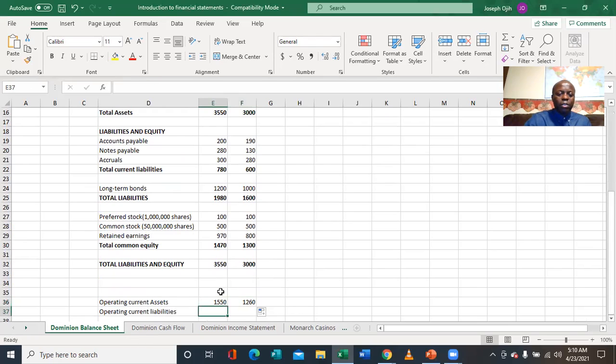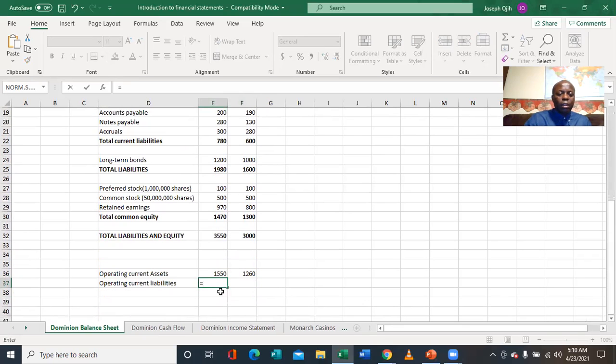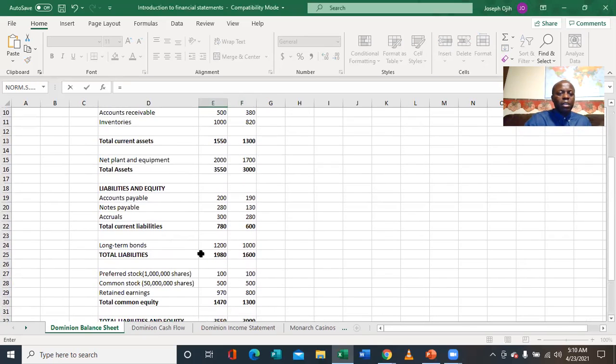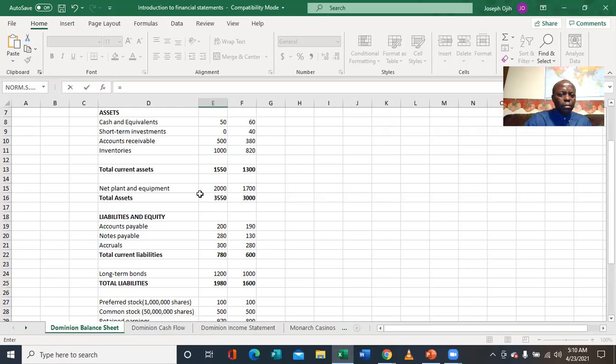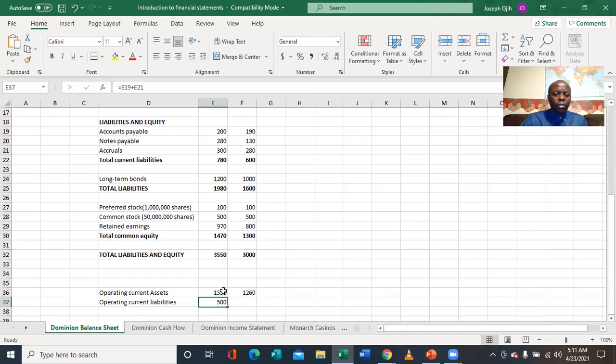And repeat the same for the operating current liabilities. Operating current liabilities, to go and put it here, include things like account payable plus, you cannot include note payable because on notes payable you have to pay interest. It does not directly involve operations. Then plus accruals, accrued expenses. For operations, you have to pay wages, pay the bill, energy bill, and so on and so forth. So that's why we include it. Okay. And then you copy it to the other year.